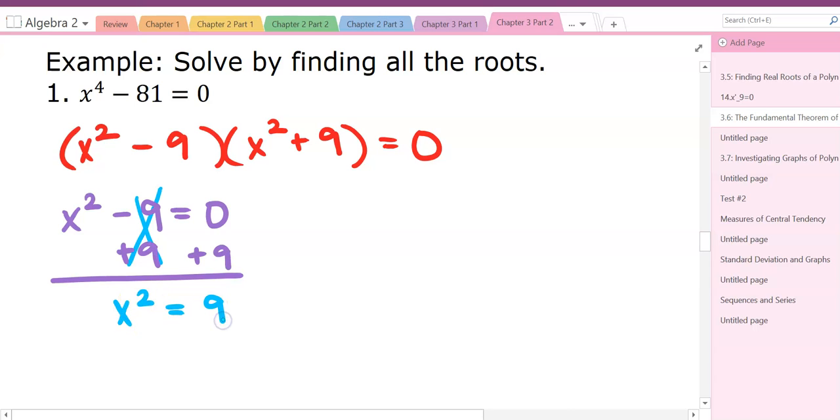So I get x squared equals 9. I'm going to square root that, and I'm going to get plus or minus 3. Positive, negative 3.